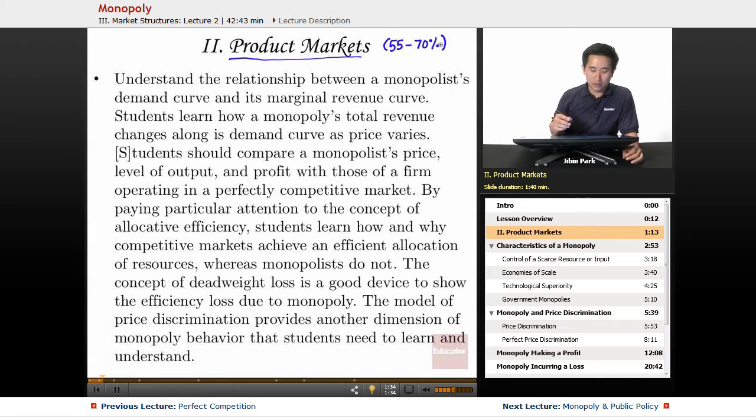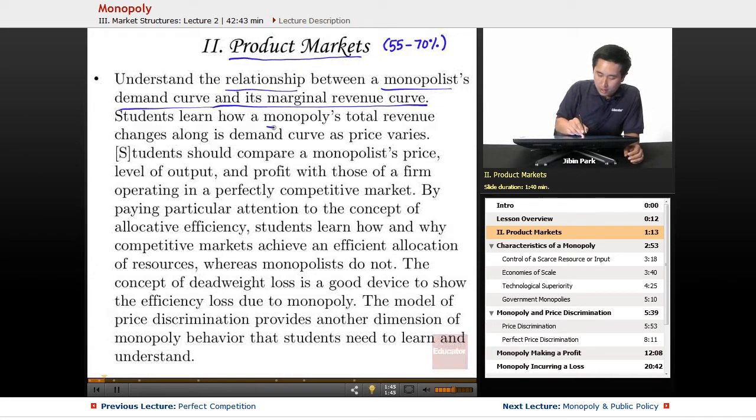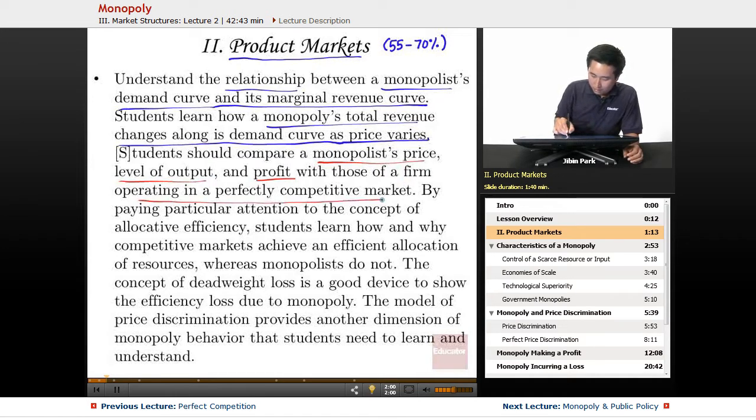understanding the product markets. So this portion here is going to cover understanding the relationship between a monopolist's demand curve and its marginal revenue curve. Students learn how a monopolist's total revenue curve changes along its demand curve as price varies. Students should compare a monopolist's price, level of output, and profit with those of a firm operating in a perfectly competitive market, by paying particular attention to the concept of allocative efficiency.